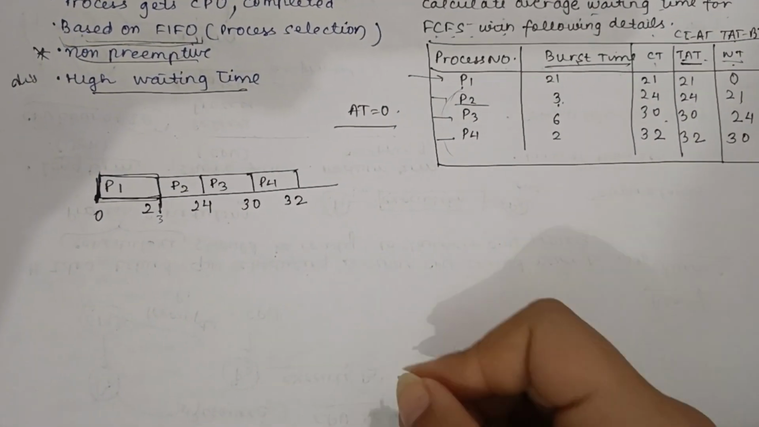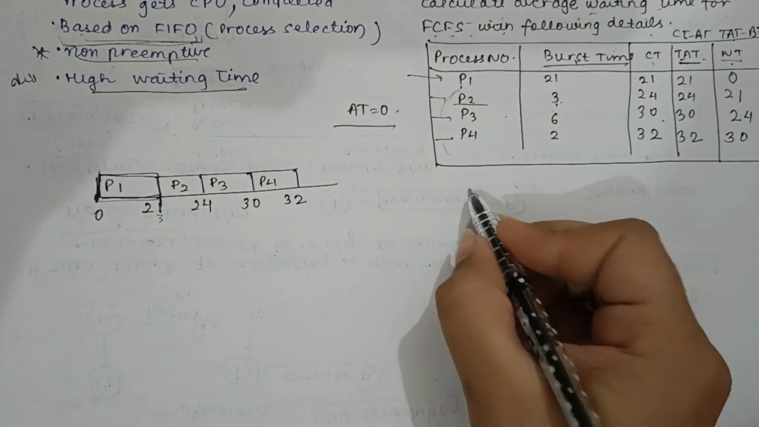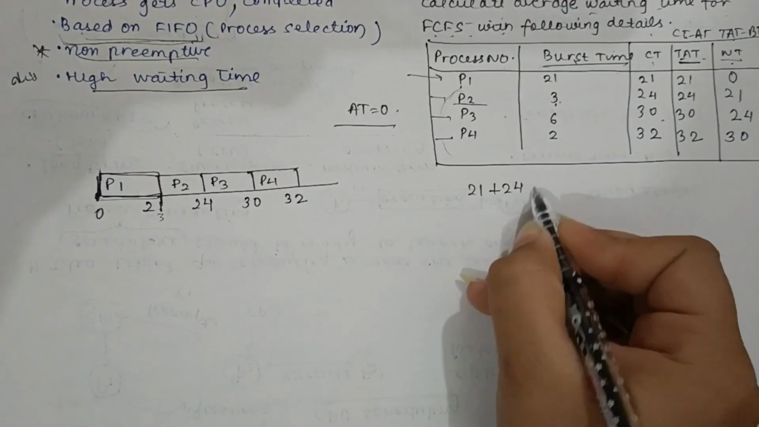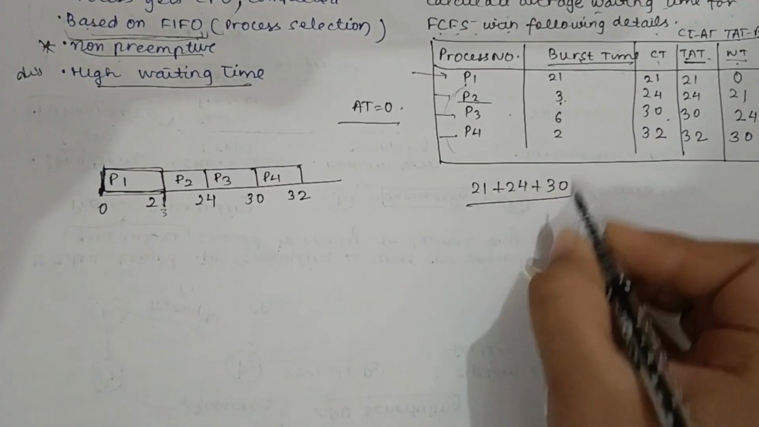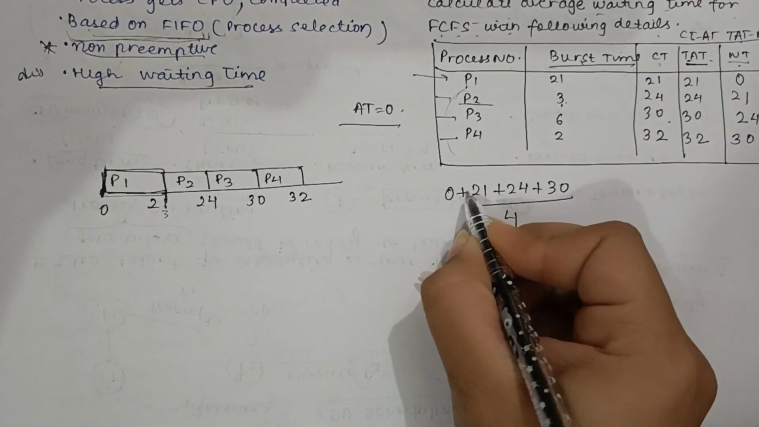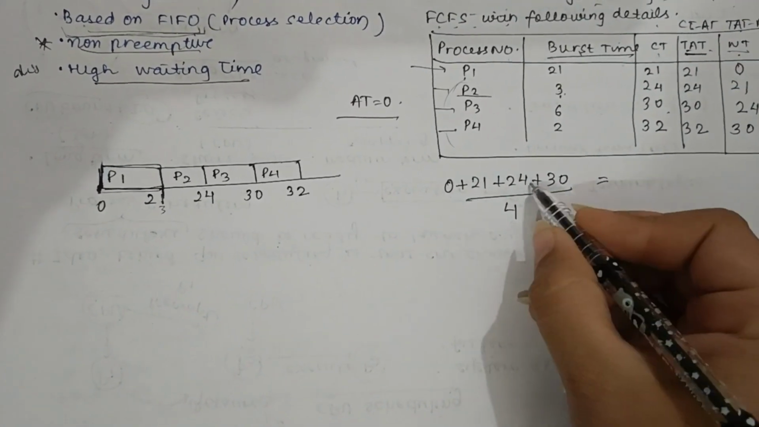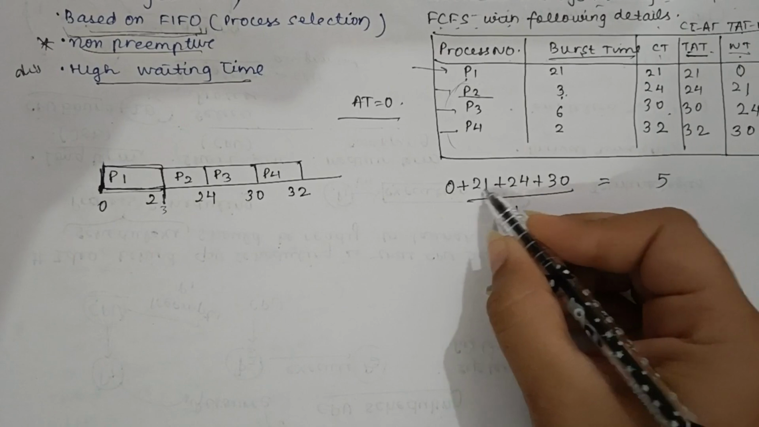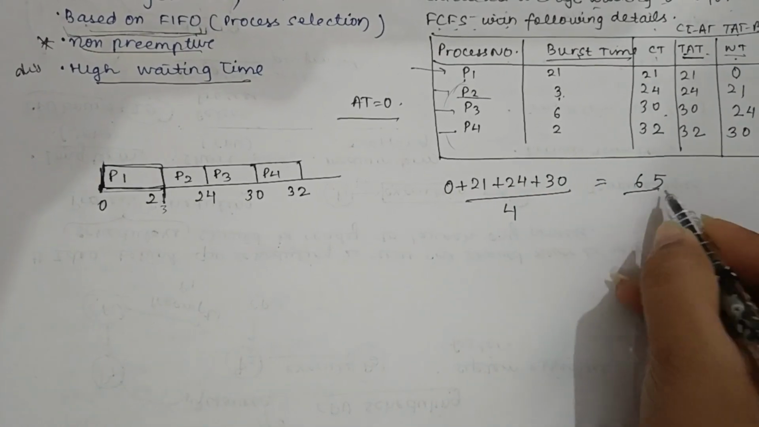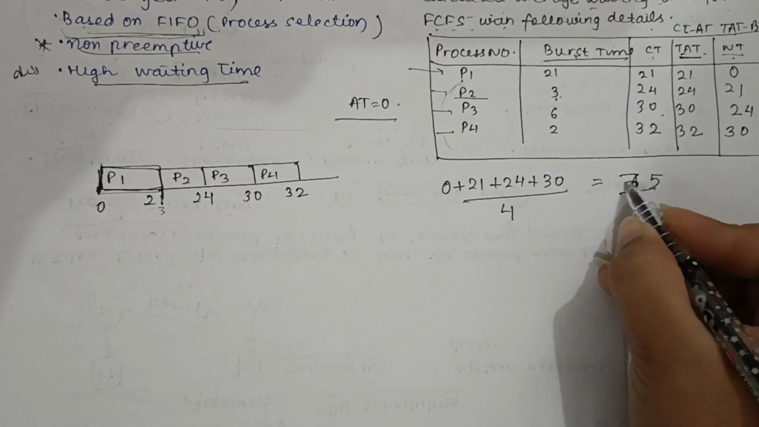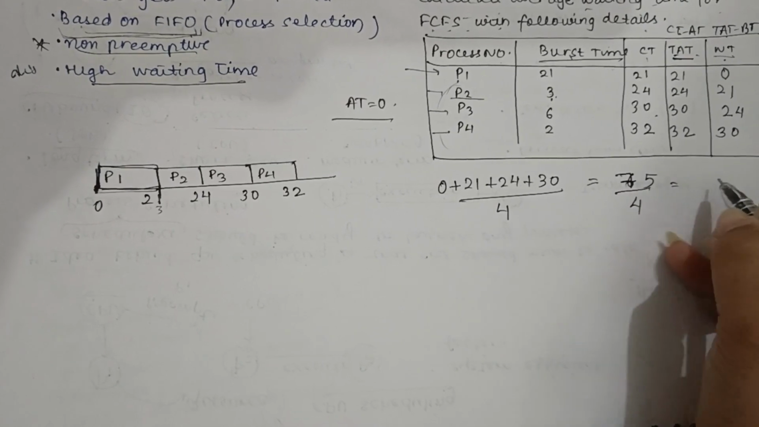And then we have to calculate the average waiting time. That would be 21 plus 24 plus 30 divided by the total number of processes. Here 0 is also added because of P1. So we have the sum as 75, divided by 4.